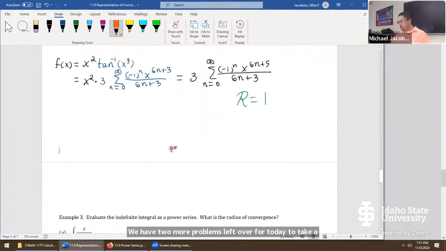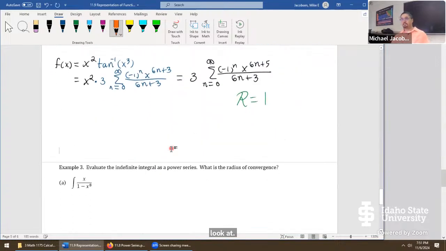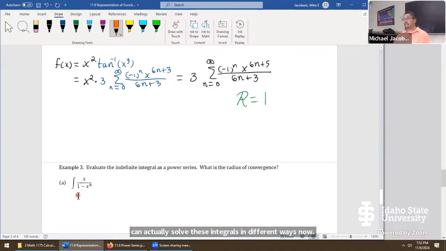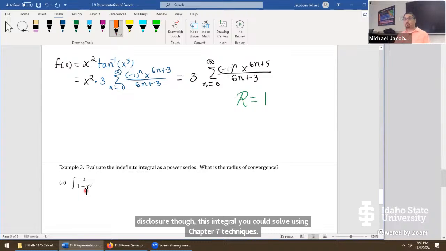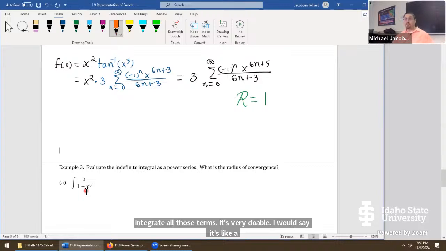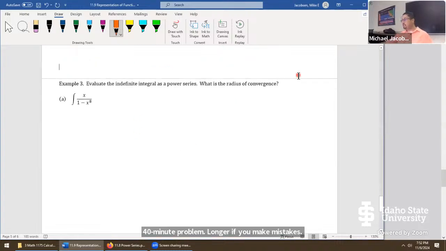And like we mentioned, this is the good stuff. This is kind of the reward for having power series. We can actually solve these integrals in different ways now. Full disclosure though, this integral you could solve using chapter 7 techniques. You have to factor this as much as possible, use partial fraction decomposition on that, then integrate all those terms. It's very doable. I would say it's like a 40-minute problem. Longer if you make mistakes. It's a pretty long answer on that one, but you could do it.